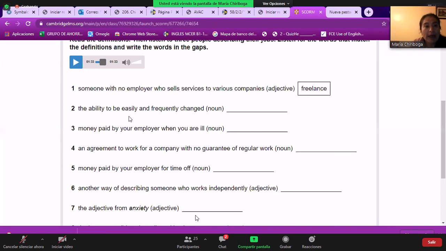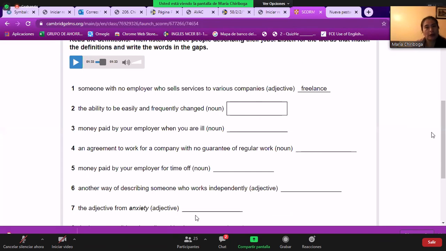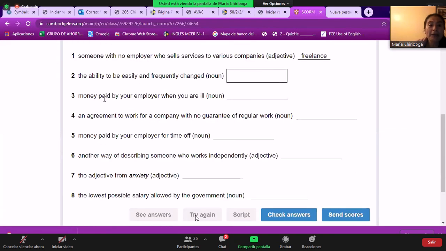Okay. The ability to be easily and frequently changed. You can tell me any word that obviously makes sense here. Then we check with the answers, no problem. The ability to be easily and frequently changed. Nobody? Okay, no problem. Number three, money paid by your employer when you are ill.